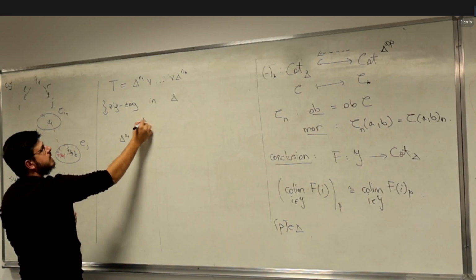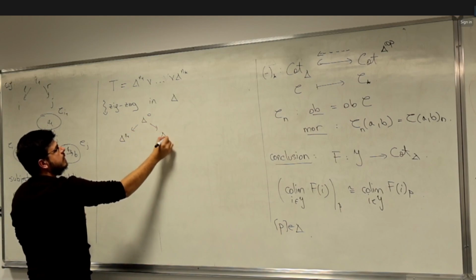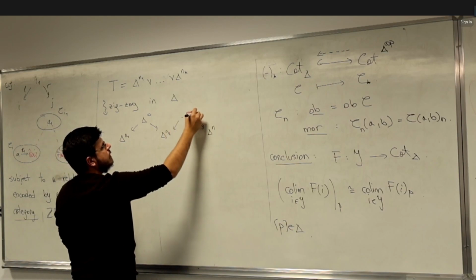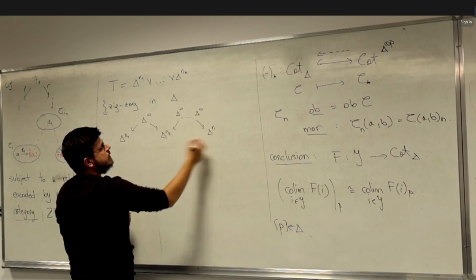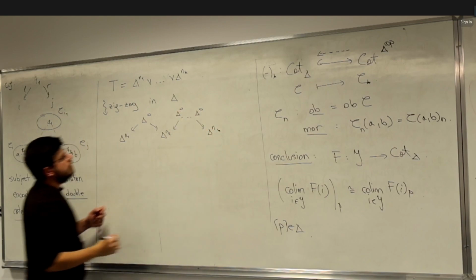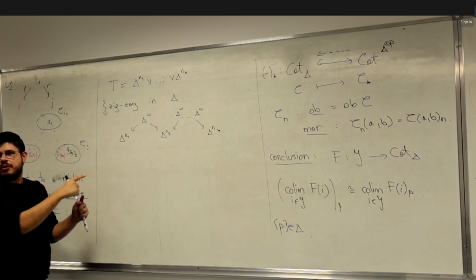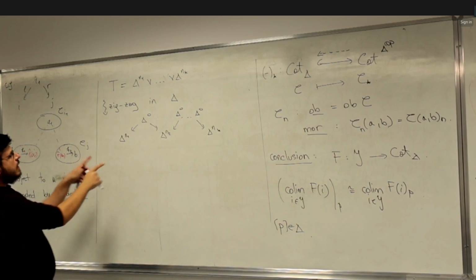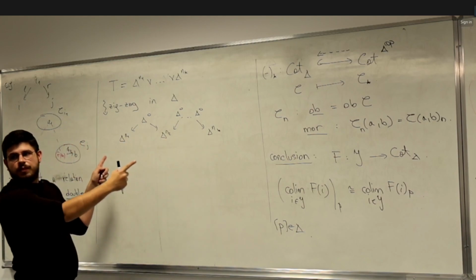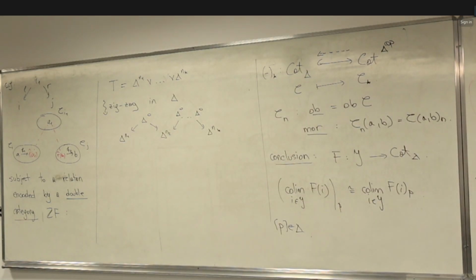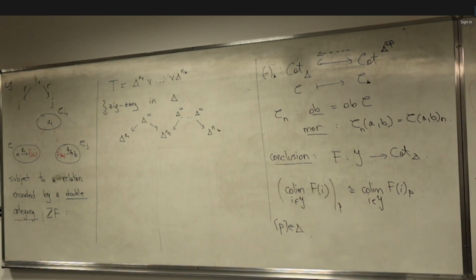I take the first copy of delta, second one, and I have delta zeros everywhere. Okay, so this is terminal vertex inclusion, initial vertex inclusion for all of them. You see, if you look at a necklace as a zigzag, then you can see that specifying these chains is the same thing as specifying these chains. That's the basic connection here.